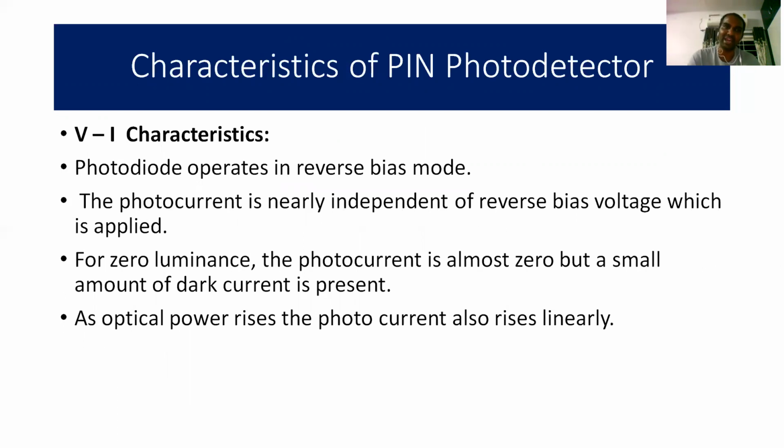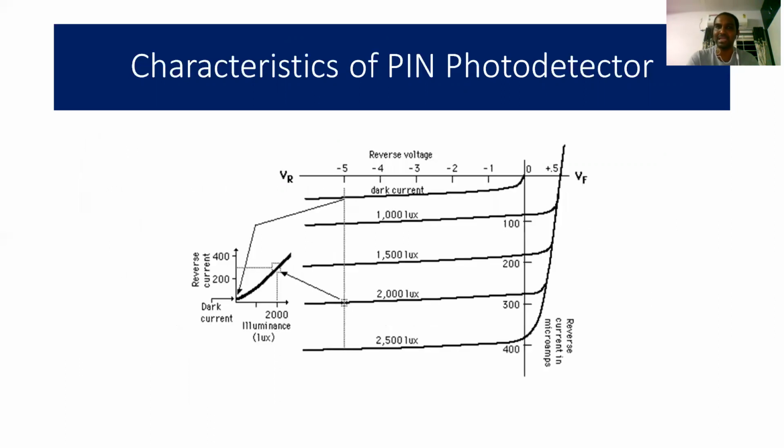Then what are the important characteristics of a PIN photodetector? If we consider the VI characteristics, so voltage current characteristics or volt-amp characteristics. First, the photodiode operates only in the reverse bias mode. The photocurrent is nearly independent of the reverse bias voltage which is applied. For zero illumination, the photocurrent is almost zero, but a small value of dark current is present. As optical power rises, the photocurrent also rises linearly.